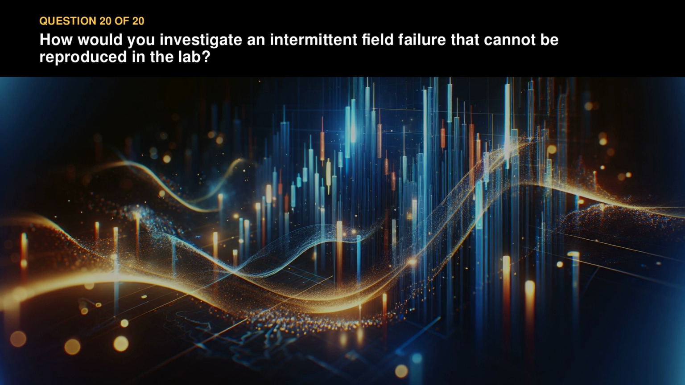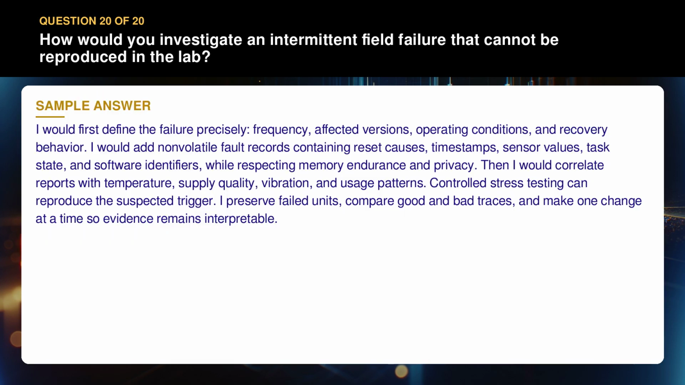Question 20. How would you investigate an intermittent field failure that cannot be reproduced in the lab? I would first define the failure precisely: frequency, affected versions, operating conditions, and recovery behavior. I would add non-volatile fault records containing reset causes, timestamps, sensor values, task state, and software identifiers, while respecting memory endurance and privacy. Then I would correlate reports with temperature, supply quality, vibration, and usage patterns.